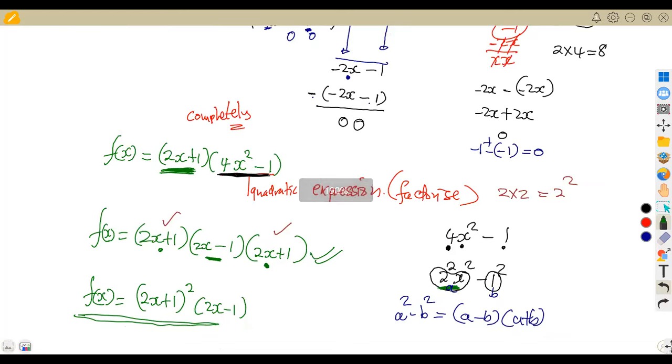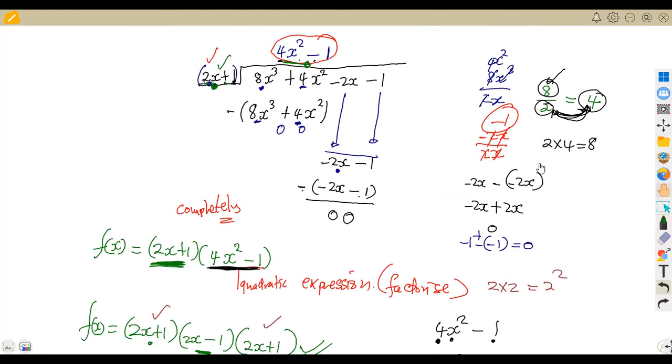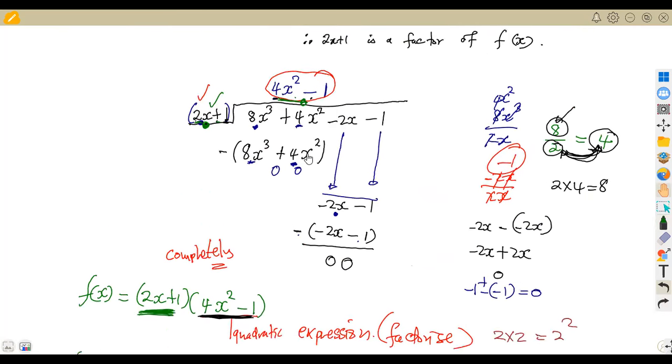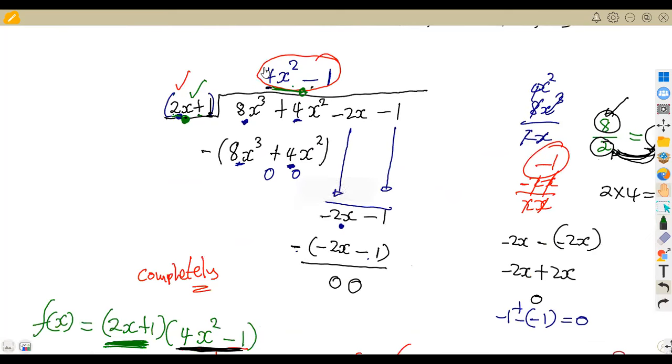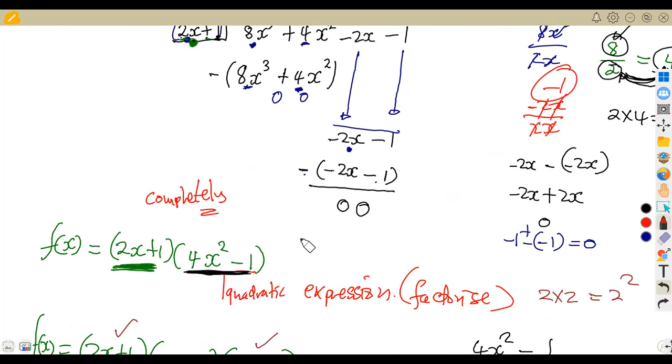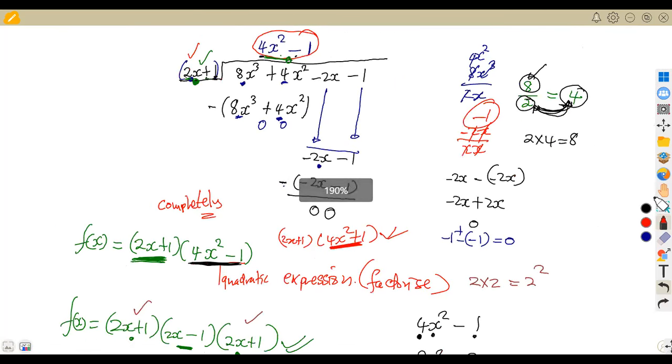You are done factorizing as long as we have all the brackets. And sometimes you can factorize and get a quadratic expression which cannot be factorized. It's normal. You have to write it like that. Maybe our final answer is (2x plus 1) times (4x squared plus 1). 4x squared plus 1 cannot be factorized. You leave your answer there, you're done. But if that part can be factorized, then factorize it. Are we together on this part?